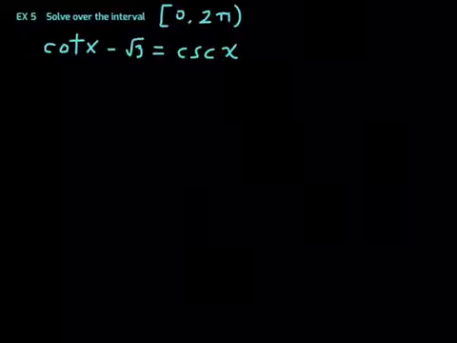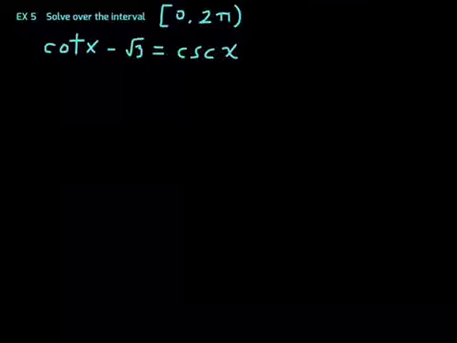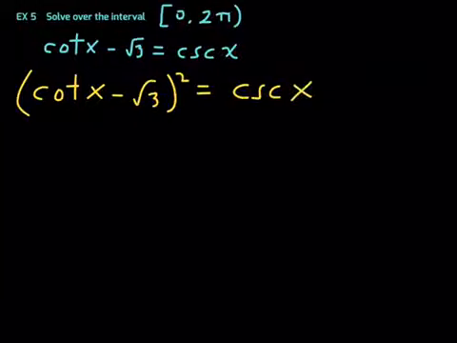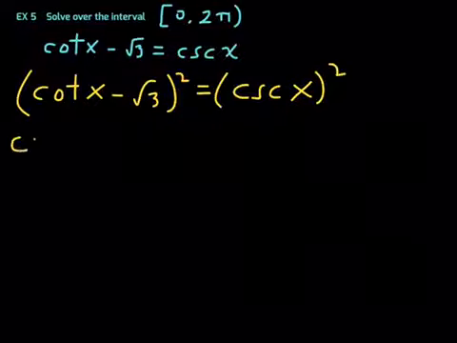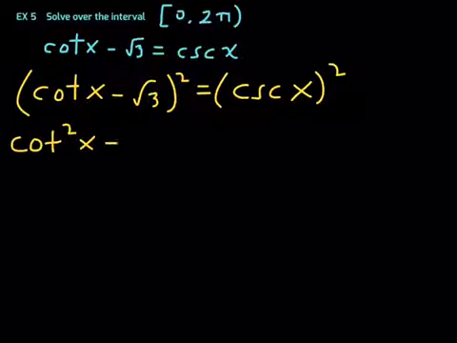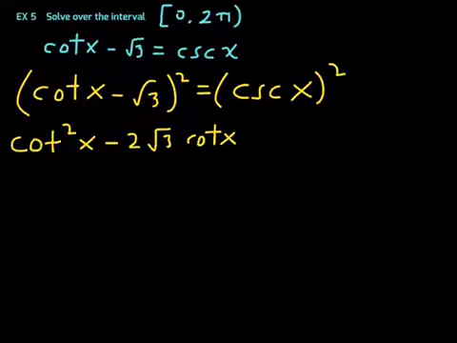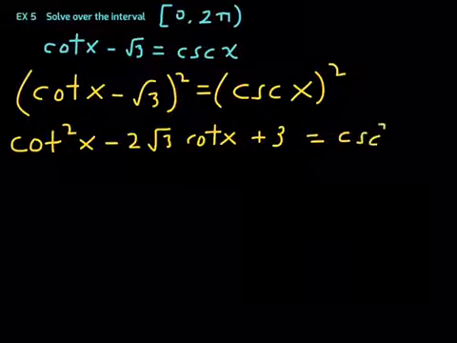With that being said, I feel like the right thing to do here is to square both sides of the equation so that we can make use of that identity. Okay, let's square both sides. When I square the left-hand side, I must square the difference. And when I square the right-hand side, I'm just squaring cosecant of x. Make sure you expand the left-hand side correctly. It's cotangent squared of x minus 2 root 3 times cotangent of x. Be careful there. Plus 3. That's the left-hand side expanded. The right-hand side is cosecant squared of x.